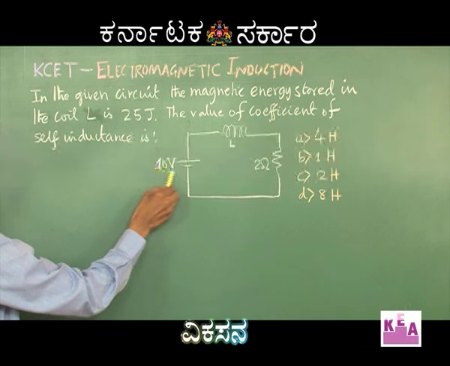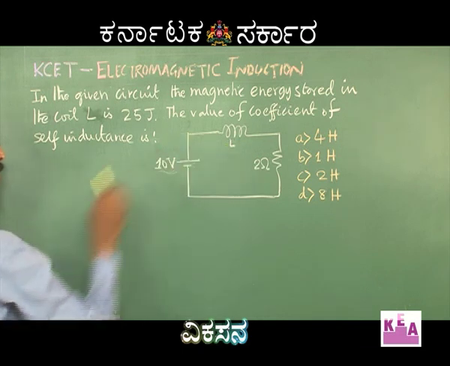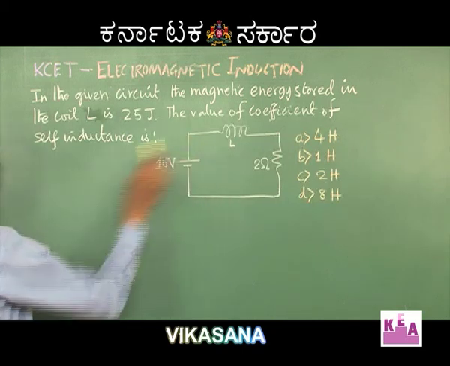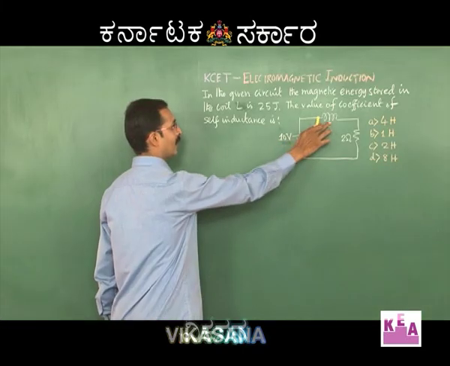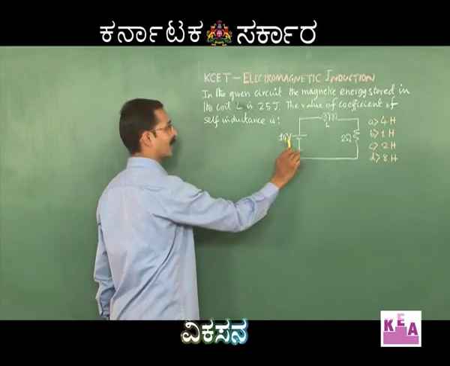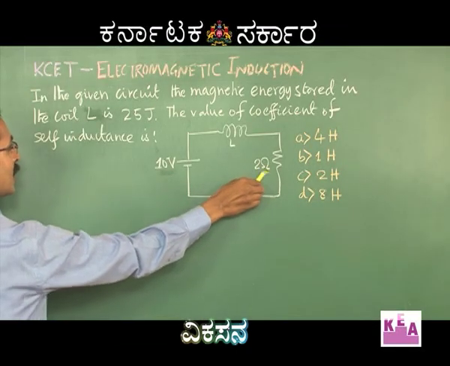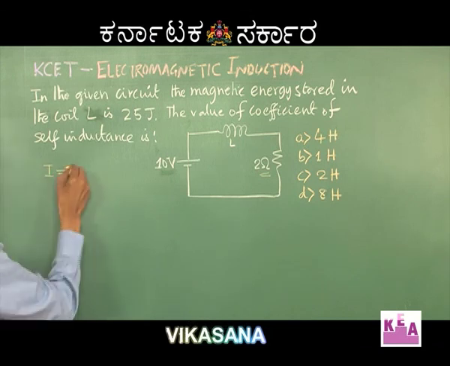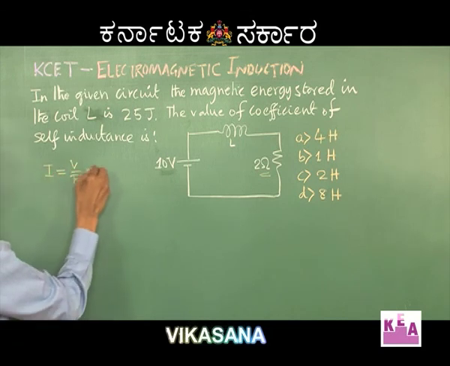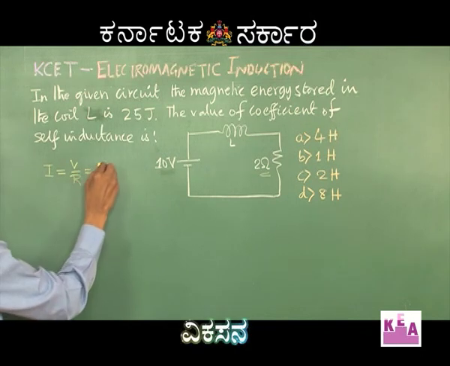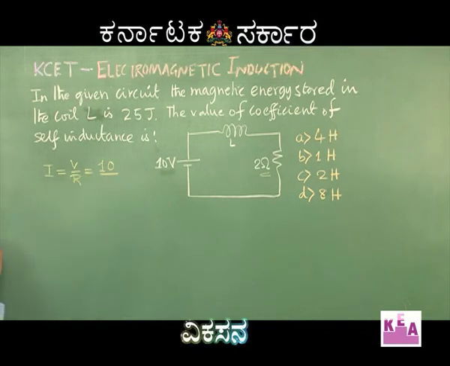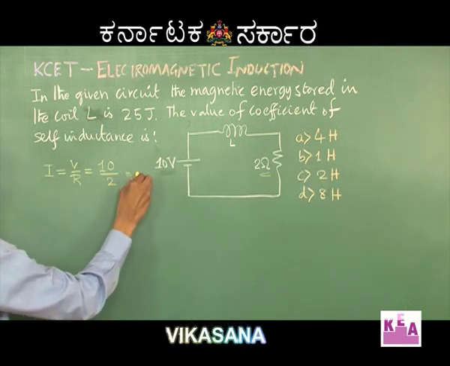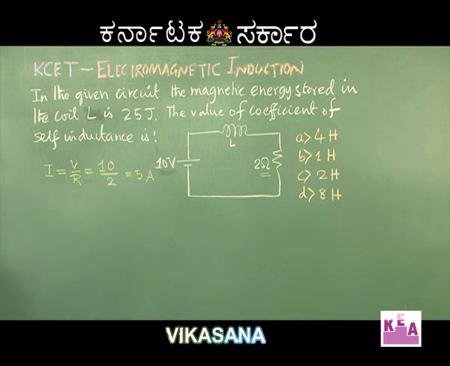There is a 10 volt DC supply here. The energy stored in L is 25 joules. You have to find what the value of L is. For DC, a pure inductor does not offer any resistance. Therefore, the only resistance in the circuit is 2 ohm. Therefore, current in the circuit must be voltage divided by resistance, that is 10 divided by 2, that is equal to 5 amp. The current in the circuit is 5 amp.